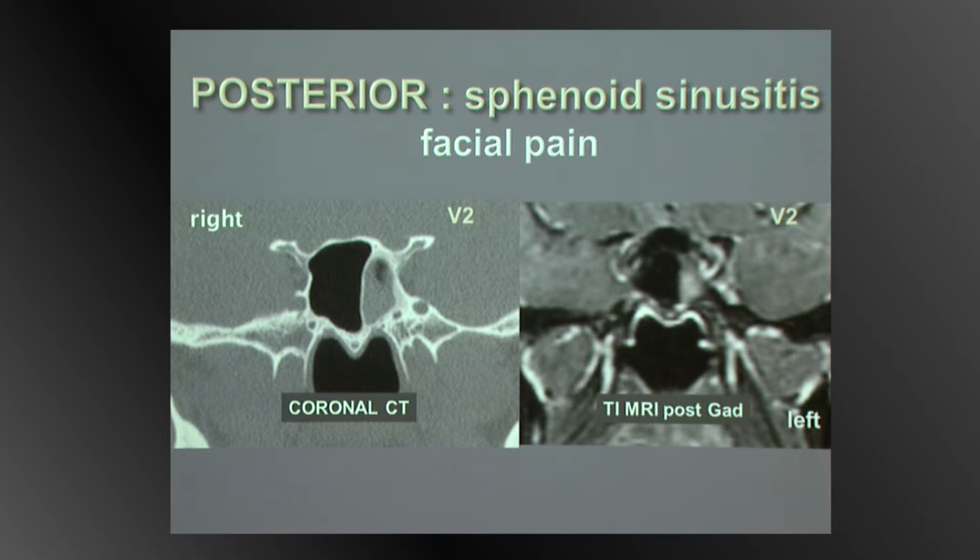Facial pain: we showed this case today in the facial pain talk, where we have sphenoid sinusitis and V2 neuritis. So if you've got facial pain and you see sphenoid sinusitis, you must flag it and say it is a potential cause of facial pain. And the mechanism is V2 neuritis, thought to be Vidian neuritis.